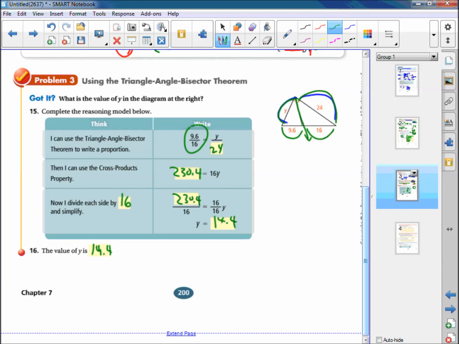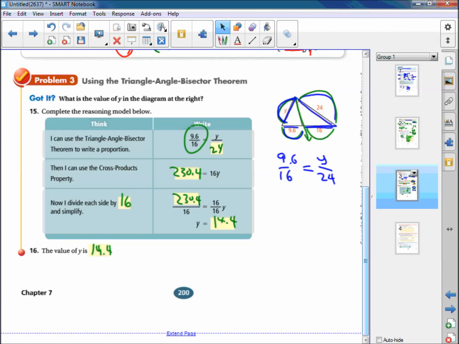So the trick here is to remember that when we split that side over here, the ratio of the two split pieces is going to be proportional to the other sides that we didn't split. Since 9.6 is touching the y side, we have to put the y up top. And 16, the split part, is touching the 24, so we've got to put the 24 with the 16 on the bottom here. Okay. All right, let's flip it over.